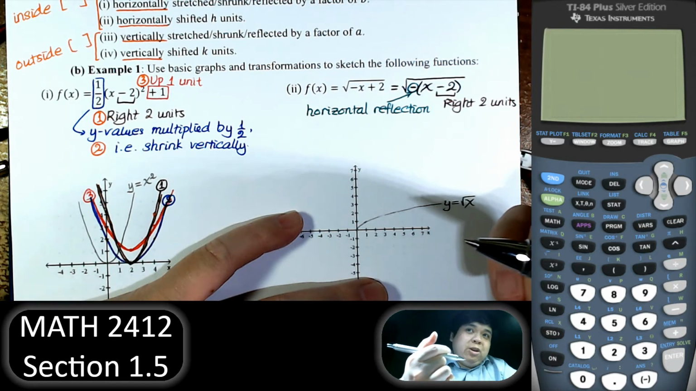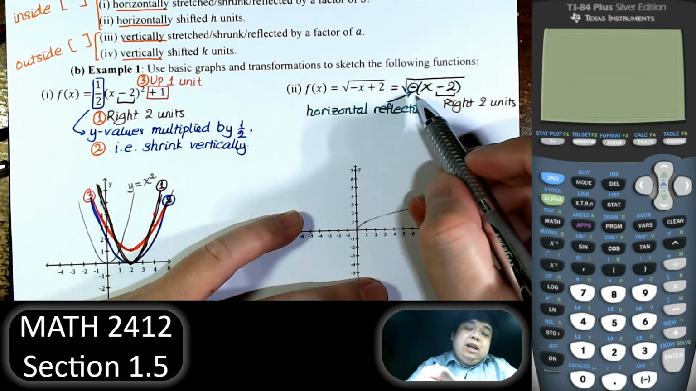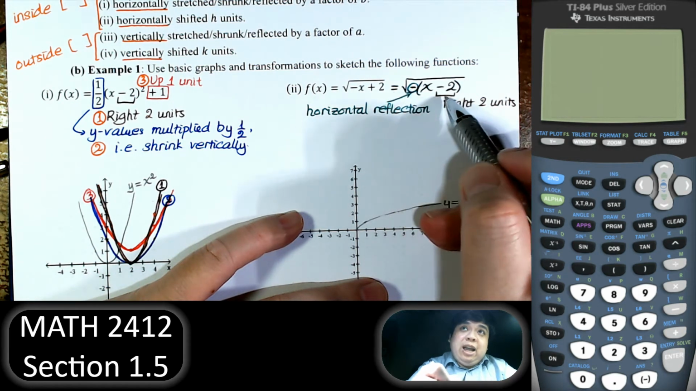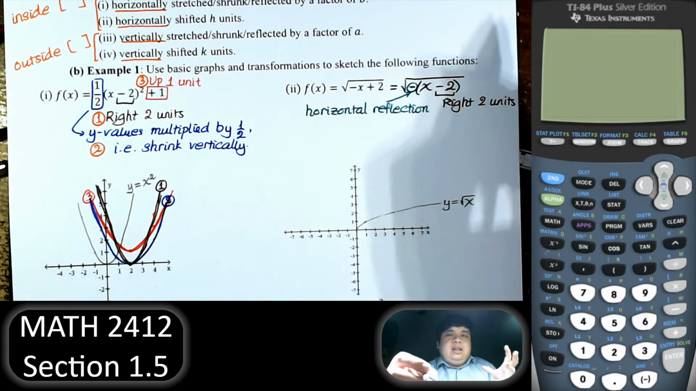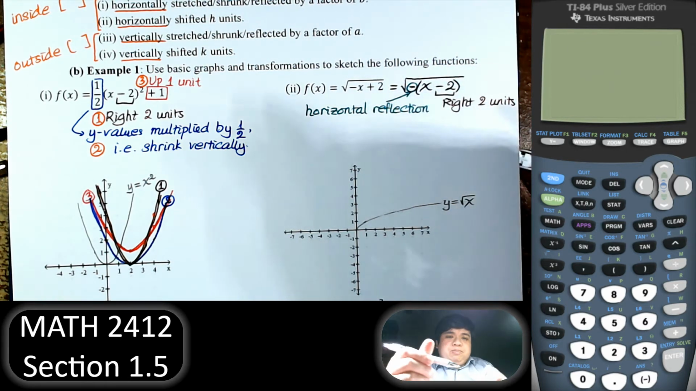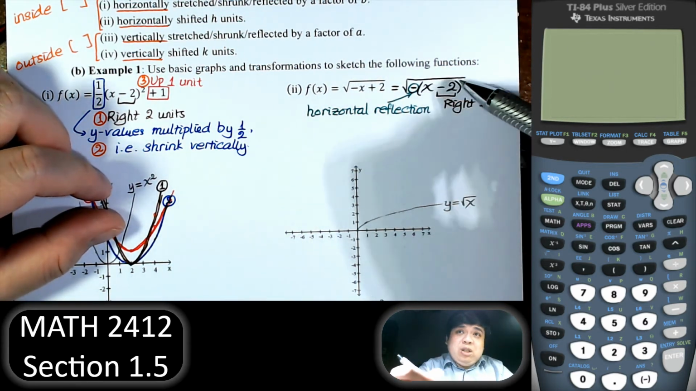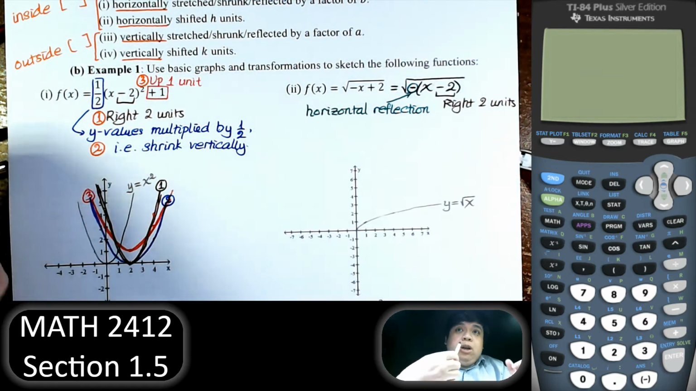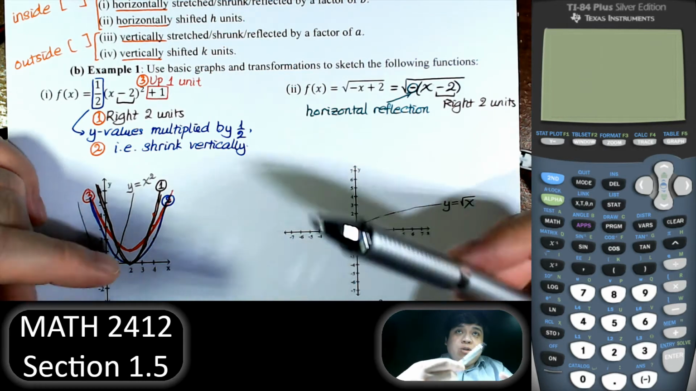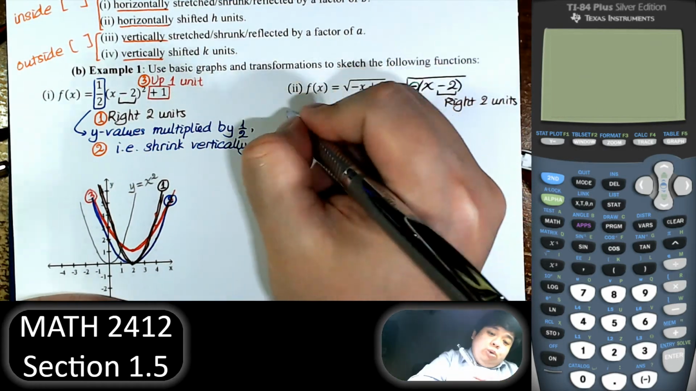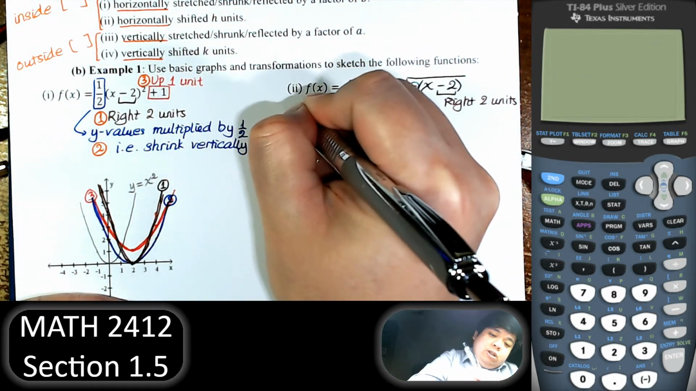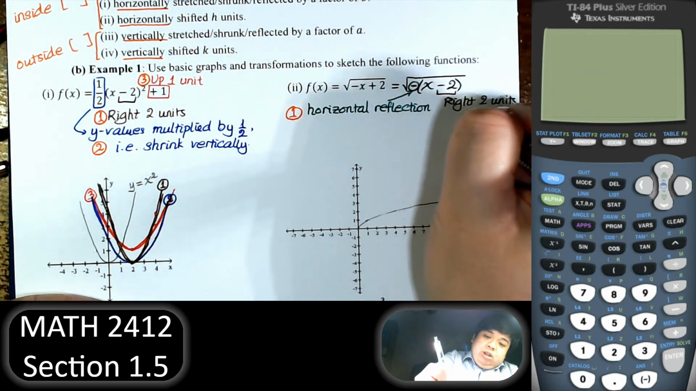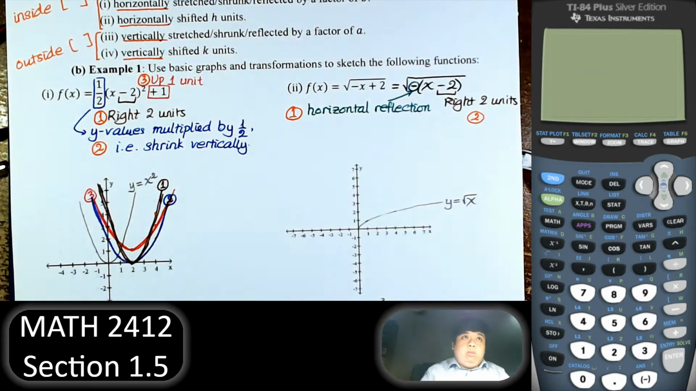So which one do we do first? Well, it is both of them inside, but we have to multiply by negative 1 and then minus 2. Think about that. Of course, we're not talking about inside the parentheses. We talk about inside the square root, under the square root. So let's multiply first, and then add or subtract. So we'll do the reflection, and then we move 2 units to the right. So that is the order of operation.